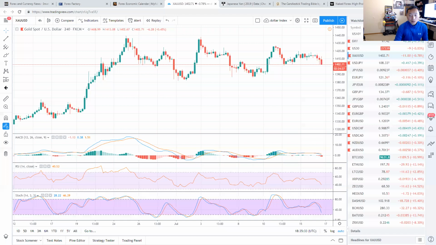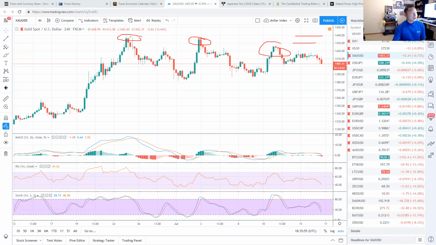I want to highlight, based on price and candlesticks, that you can see a lot of resistance has been created here. It's never come back to retest 1430 or 1440, the highest price so far this year.